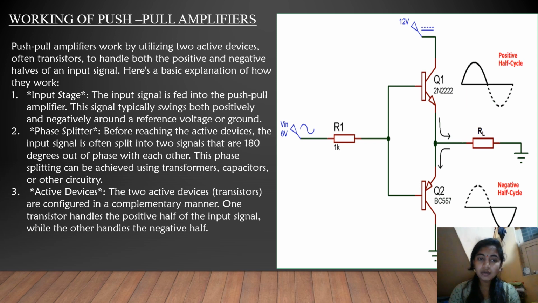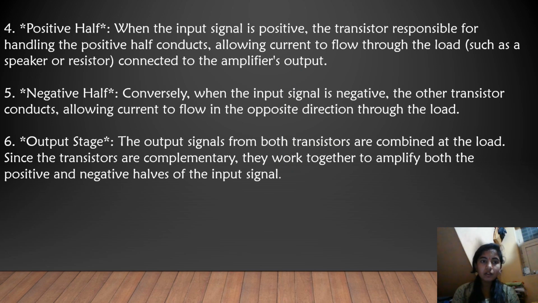Next are the active devices. The two active devices, that is transistors, are configured in a complementary manner. One transistor handles the positive half cycle and the other handles the negative half cycle. Next, the positive half: when the input signal is positive, the transistor responsible for handling the positive half conducts, allowing current to flow through the load connected to the amplifier output. Next, the negative half: when the input signal is negative, the other transistor conducts, allowing current to flow in the opposite direction through the load.